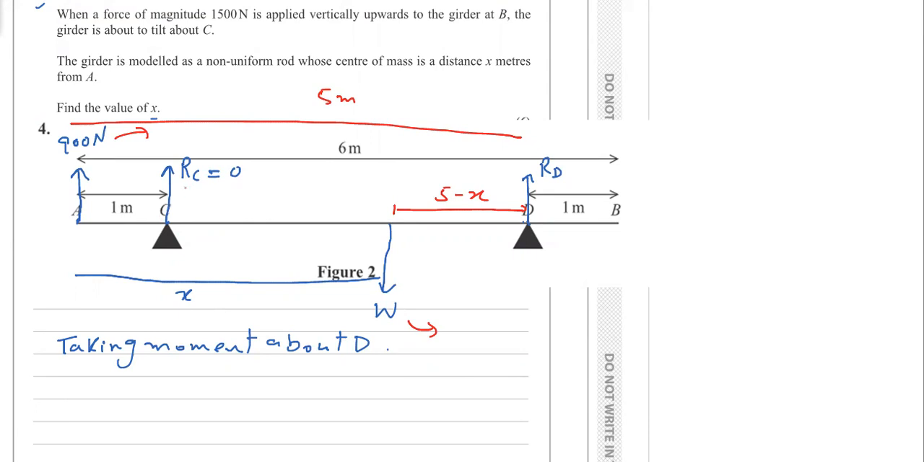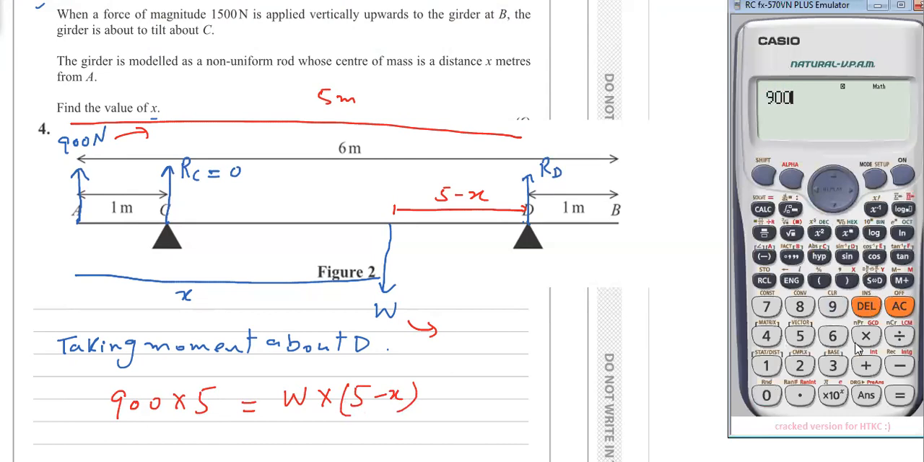So RC is already zero when we apply the force of 900 Newton, so no need to consider this one. This force of 900 Newton is at a distance of 5 meters from RD. So I will say 900 into 5, and because of W it will be equal to W into 5 minus X. If I calculate 900 times 5, I will get 4500.